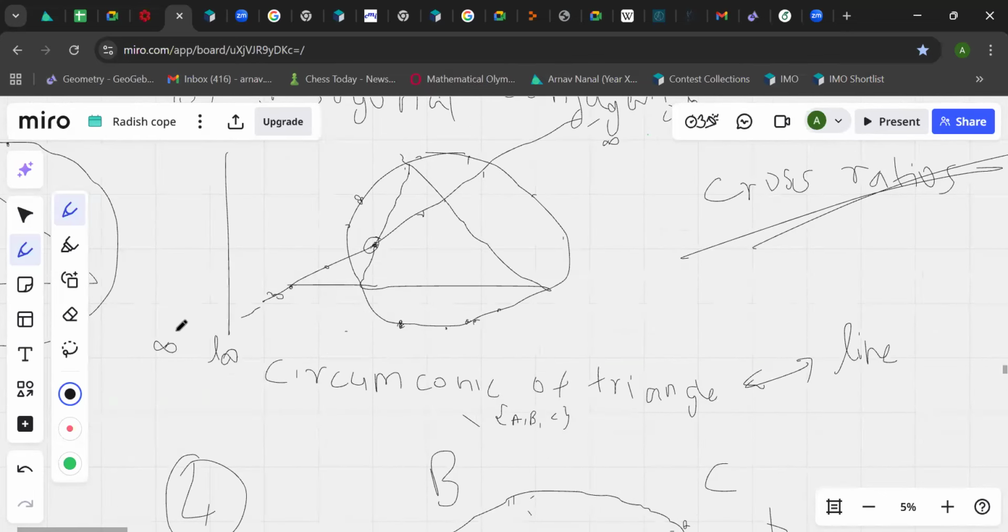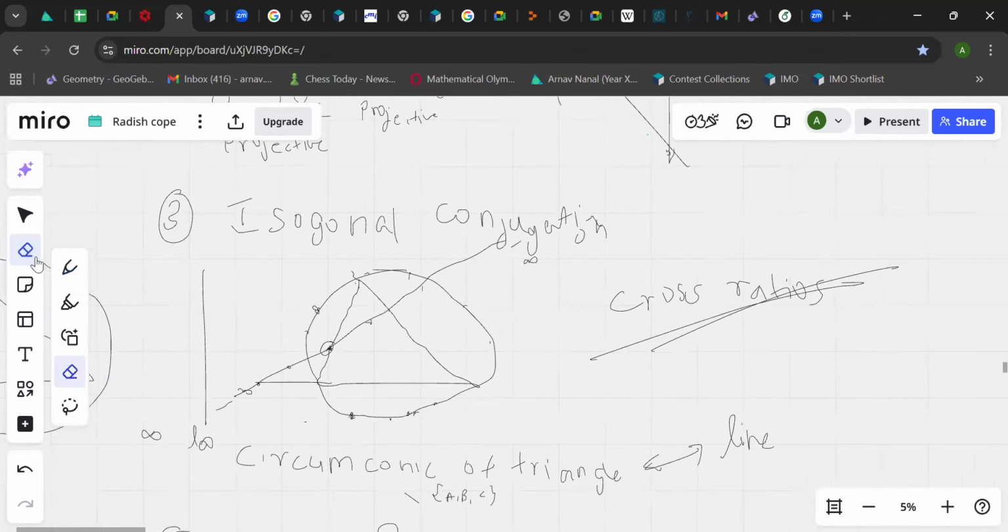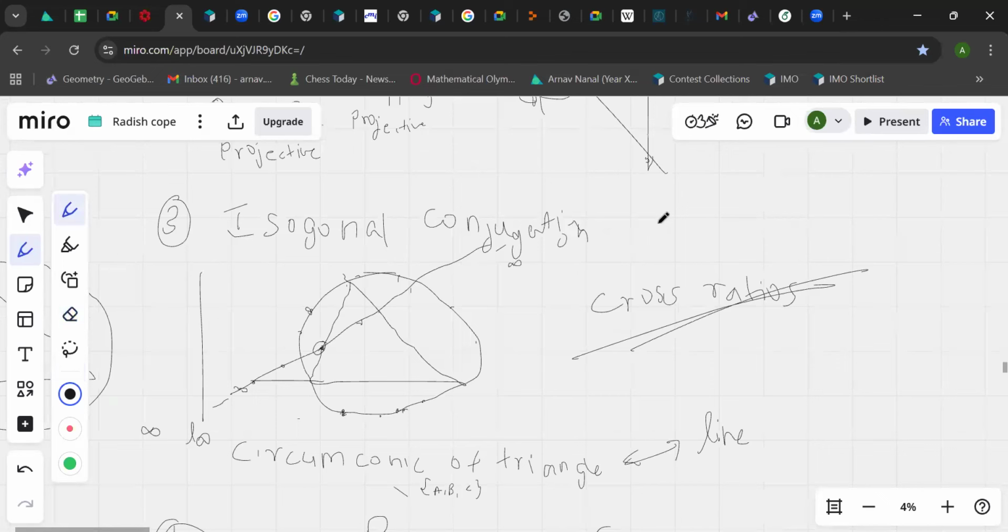My bad. I forgot to mention this. Okay, it's a very good thing that you reminded me. This isogonal conjugation works except for the lines. Like this thing is an exception, I should say here. Okay, thanks a lot for pointing this out.